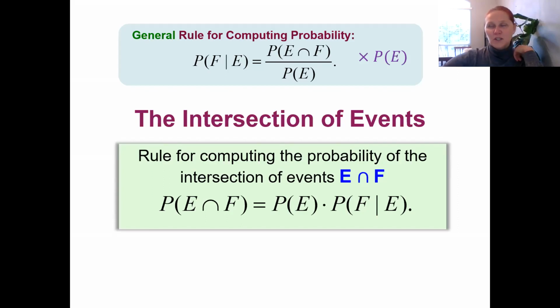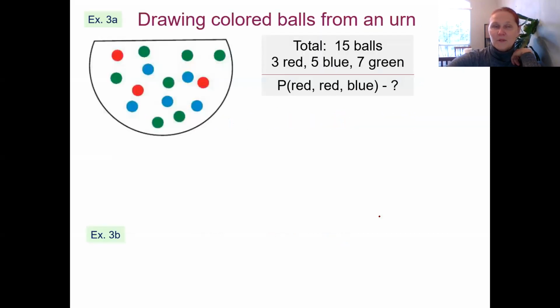We continue chapter 13.3 with the probability of the intersection and with probability trees. The probability of the intersection can be found as a product: probability of E times the probability of F given E. Let us see it on the example with a drawing of colored balls from an urn.